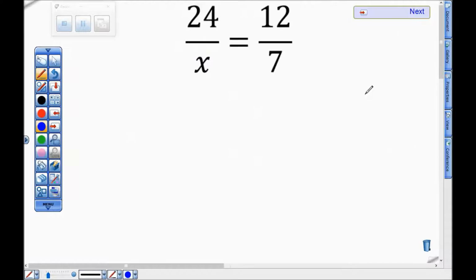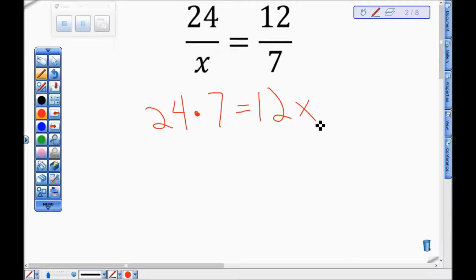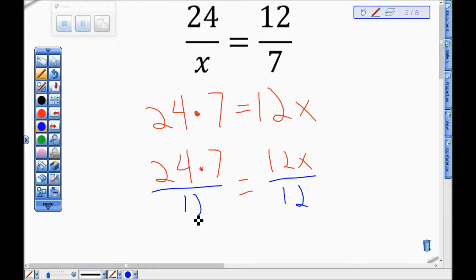Okay, so here I have 24 over x equals 12 over 7. This equation is equivalent to 24 times 7 equals 12 times x, which would be 12x. 24 times 7 is some number, whatever number that is, which I could find using my calculator. But now I'm going to just note the next thing I would do to solve this equation, whatever 24 times 7 is: divide both sides by 12. That will get this x by itself.